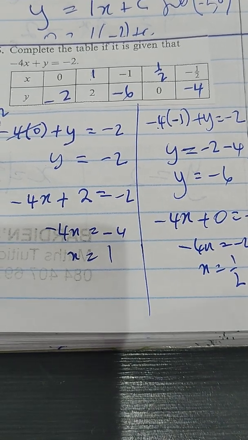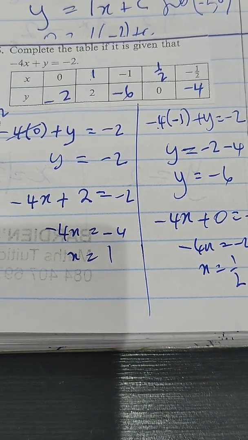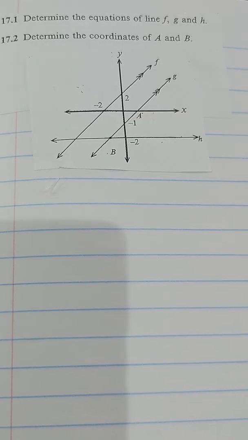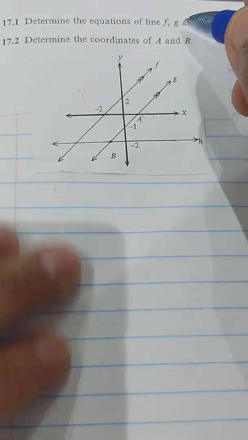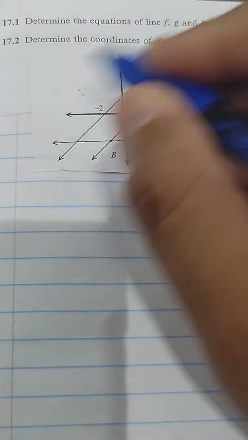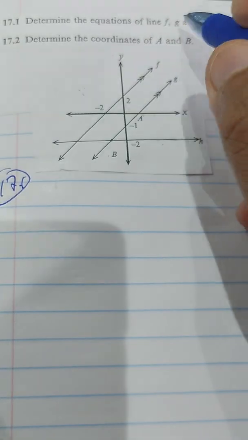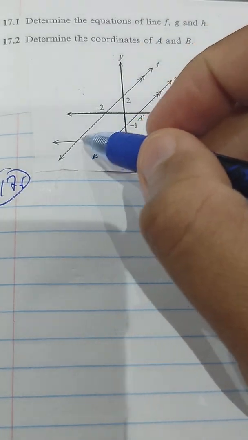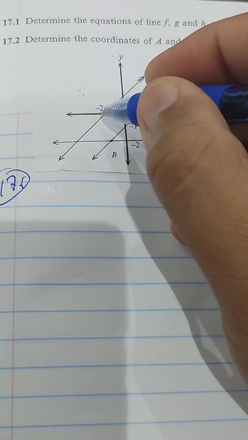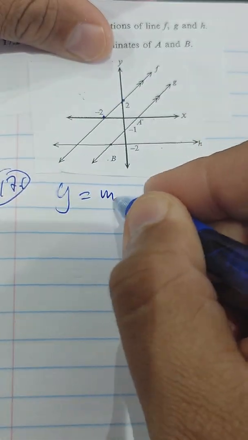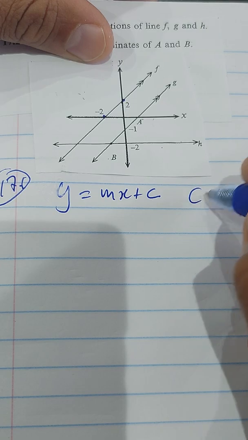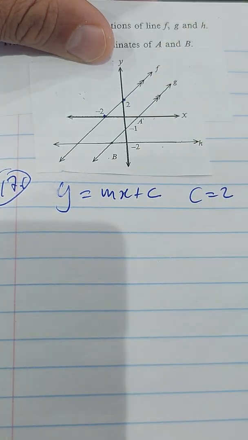The next one is number 17. Okay, so let's cut this out. In question 17 it says determine the equation of line f, g and h. So for f we have 2 points on that line, yes? So it will be in the form of y is equal to mx plus c. Your c value of course is 2.